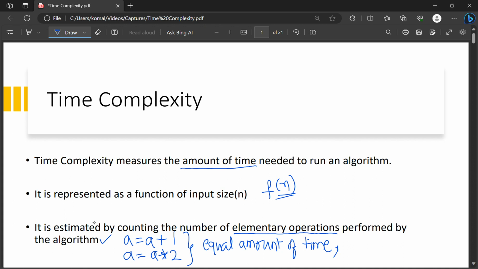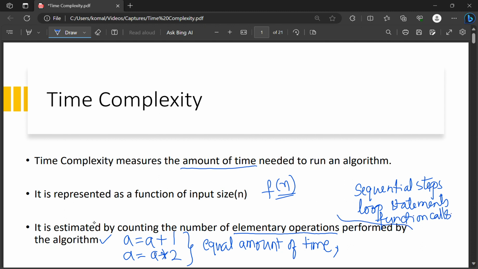What sort of steps may be there in an algorithm? The steps in an algorithm could be sequential steps, loop statements, and function calls. The measurement of time will vary for sequential steps, loop statements, and function calls. So these three are the possible steps in an algorithm.